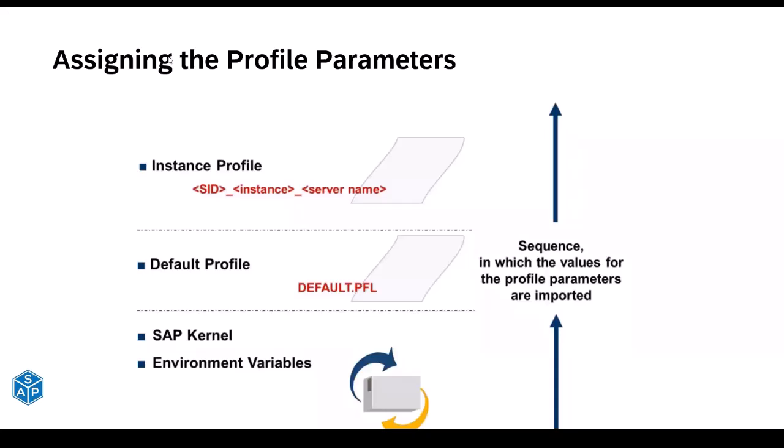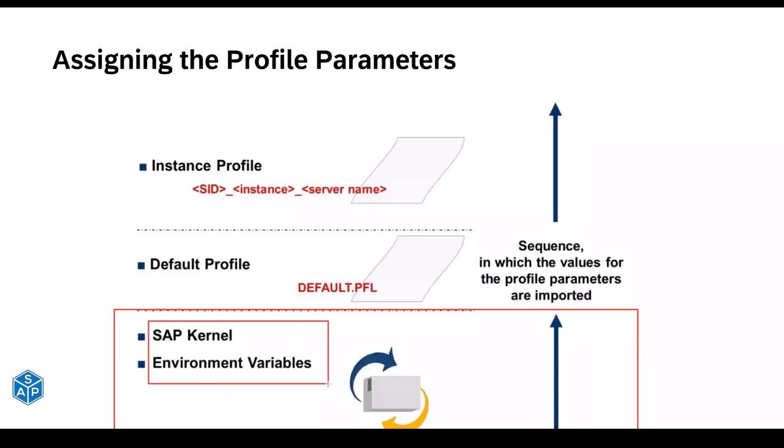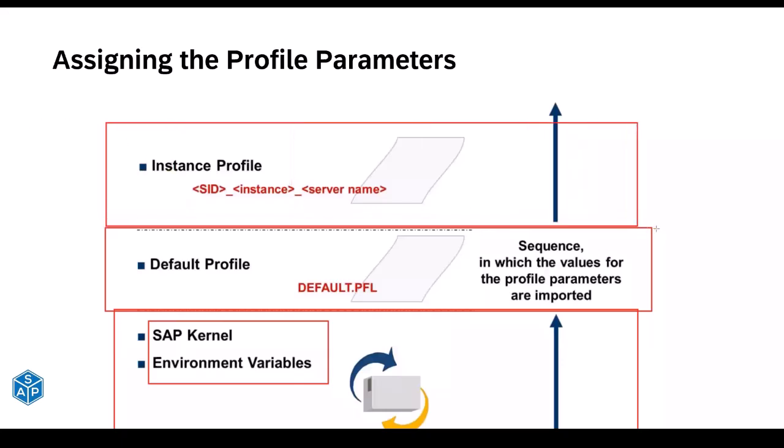sequence in which the profiles are read at different levels in the system. So if you see, this is the base, this is when you run your SAP start command. When you run the SAP start command, all the SAP kernels and environment variables are loaded into the system. After this, it reads the default profile. So whatever parameters are there in the default profile will be read in the second sequence. In the last, it will read your instance profile.